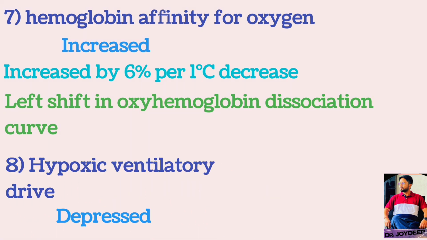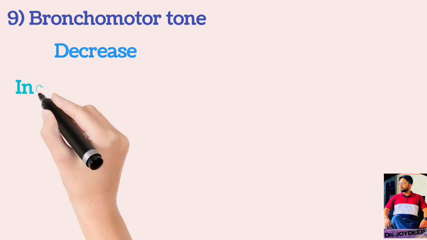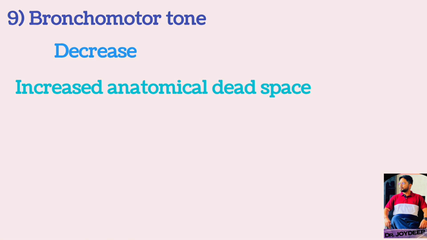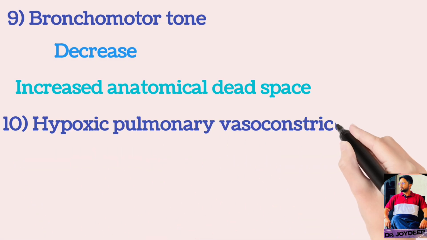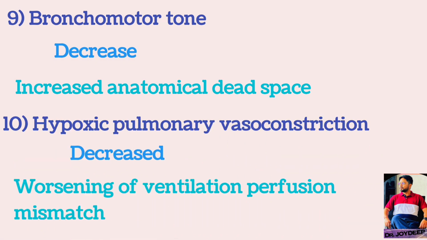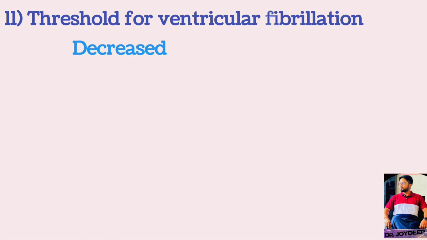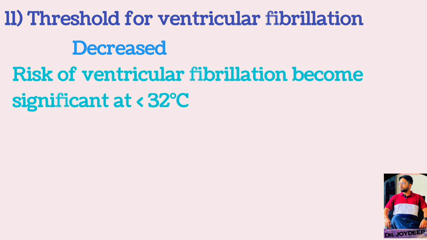Hypoxic ventilatory drive is depressed. Bronchomotor tone decreases, thus it increases the anatomical dead space. Hypoxic pulmonary vasoconstriction is decreased. Thus, there is worsening of ventilation perfusion mismatch. The threshold for ventricular fibrillation is decreased, which results in increased risk of ventricular fibrillation, especially when the temperature is less than 32 degrees centigrade.